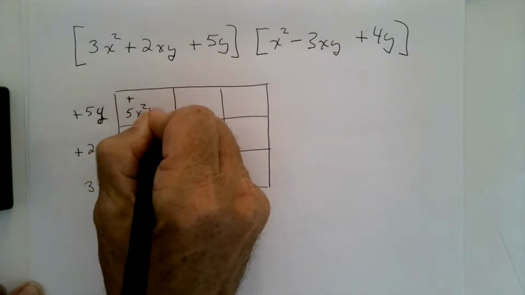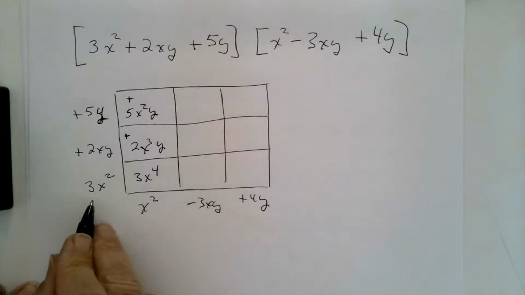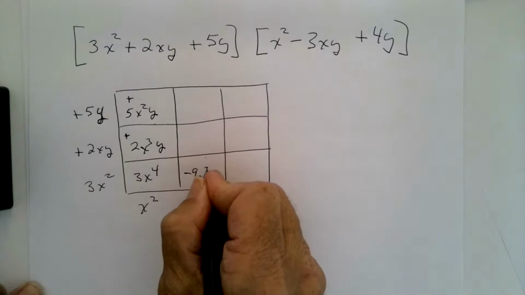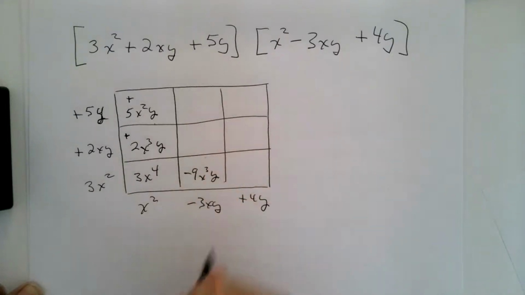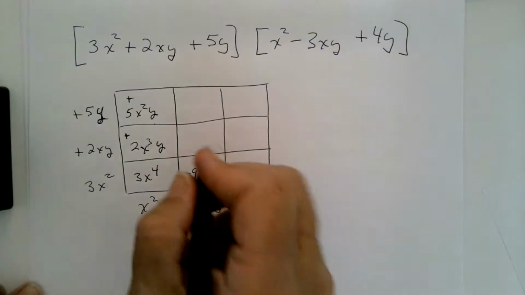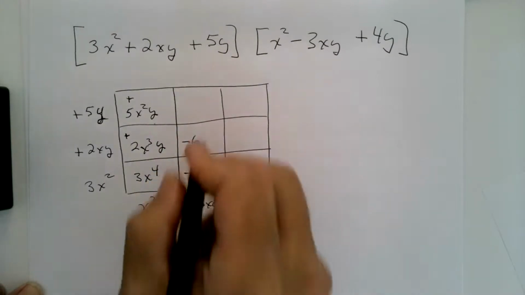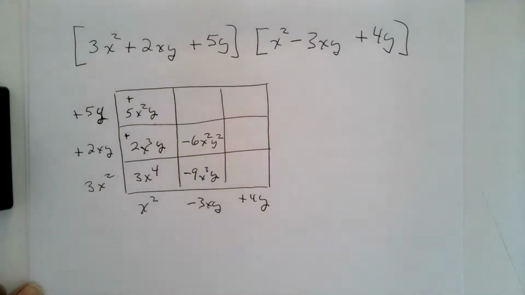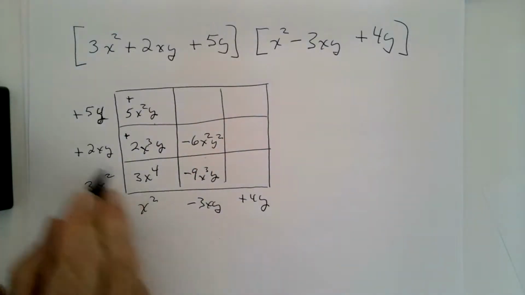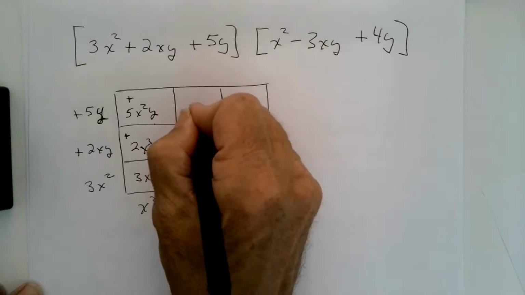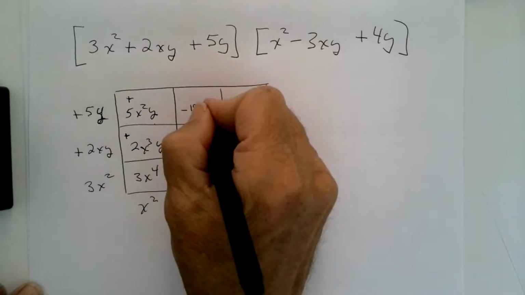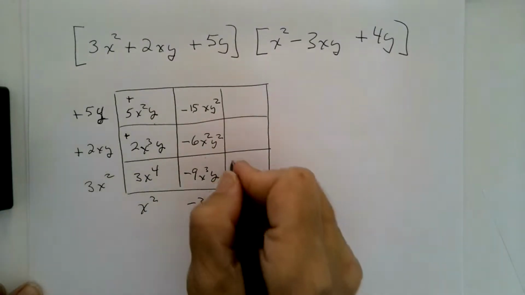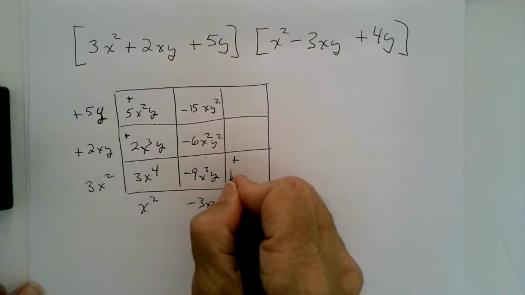plus 5x squared y. Negative 3 times positive 3, negative 9 x cubed y. Negative 3 times 2, negative 6 x squared y squared. Negative 3 times 5, negative 15 xy squared. 4 times 3 plus 12 x squared y.